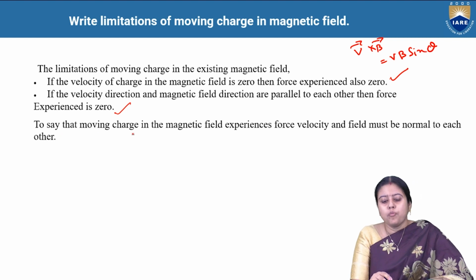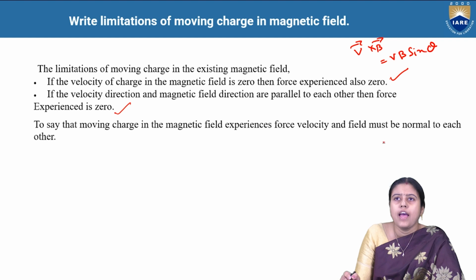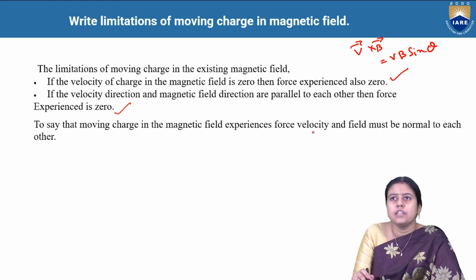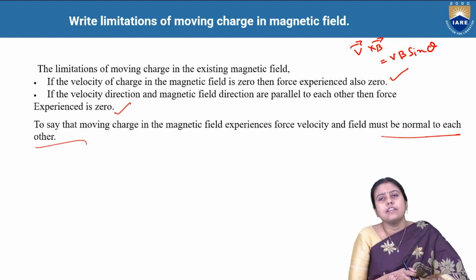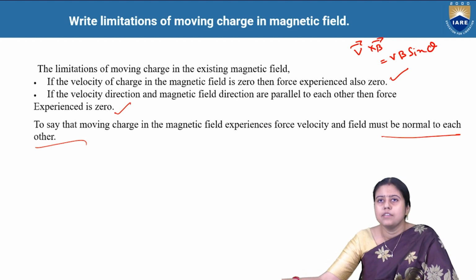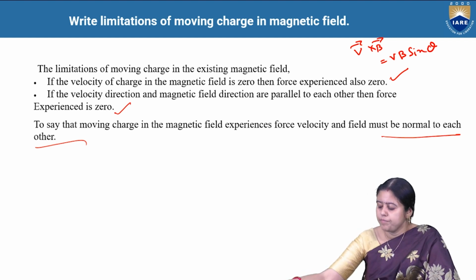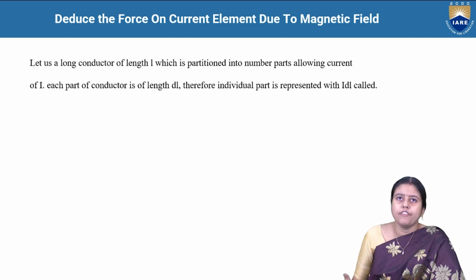To say that a moving charge in the magnetic field experiences force, the velocity and field must be normal to each other. When they are normal, meaning theta is equal to 90 degrees, then the moving charge will feel the maximum amount of force.